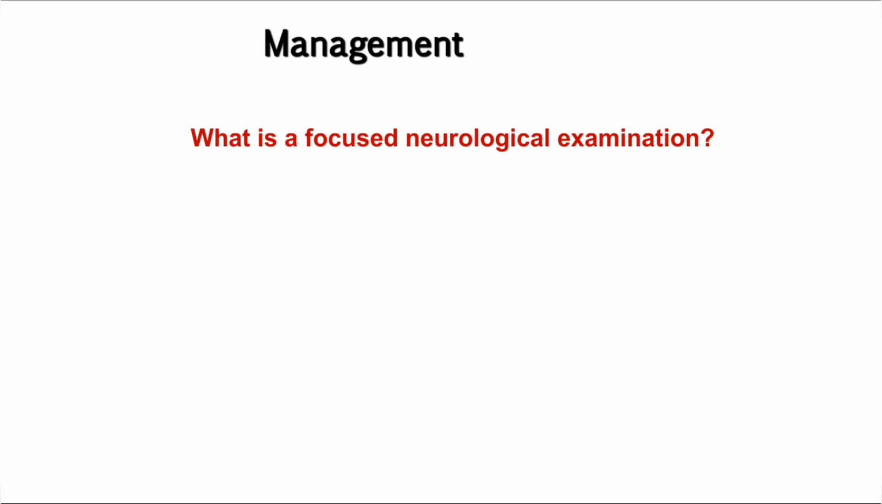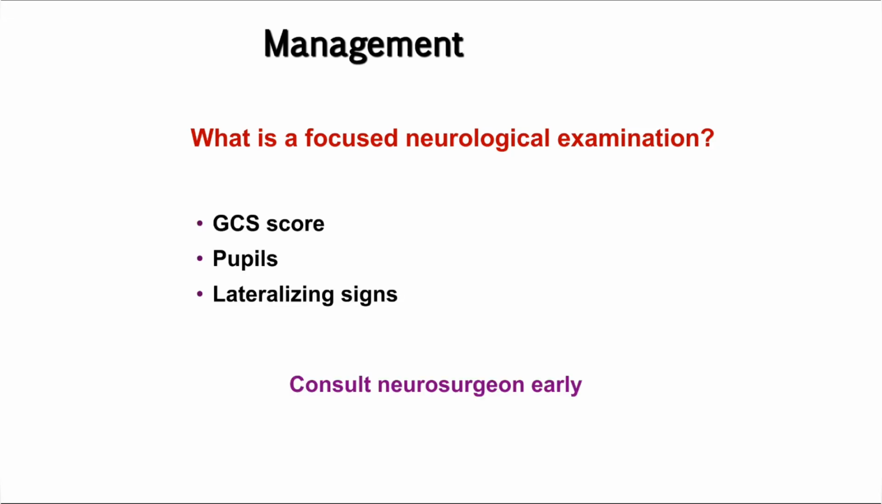What is a focused neurological examination? You are not a neurologist. You just want to assess the patient of a trauma. Just measure the Glasgow Coma Scale, examine the pupil size, and confirm whether the patient is having movement of both sides or not. If there is any problem, consult a neurosurgeon as soon as possible.